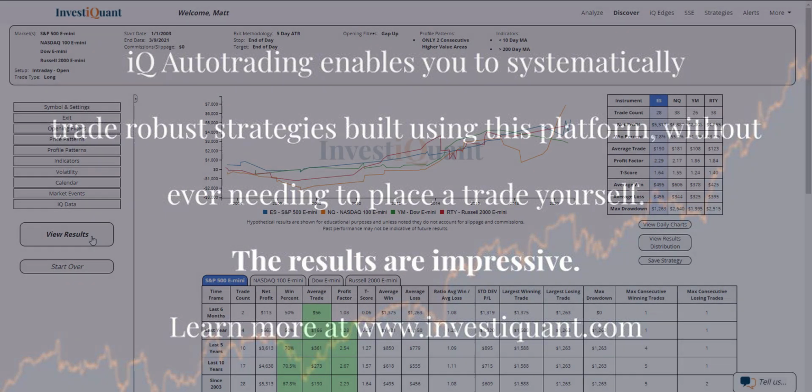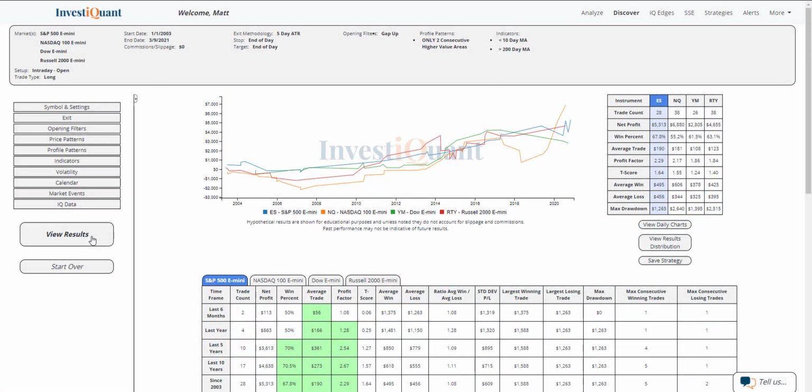And here we go. These are the results of going long at the open of regular trading hours, which is 9:30 a.m. Eastern Time, exiting at the close, which is 4:15 p.m. Eastern Time, when you gap up following 2 consecutive higher value areas, and this is below a 10-day moving average, but above a 200-day simple moving average. Historically, the S&P has 28 samples, the NASDAQ 38, the Dow 26, and the Russell 38 samples.